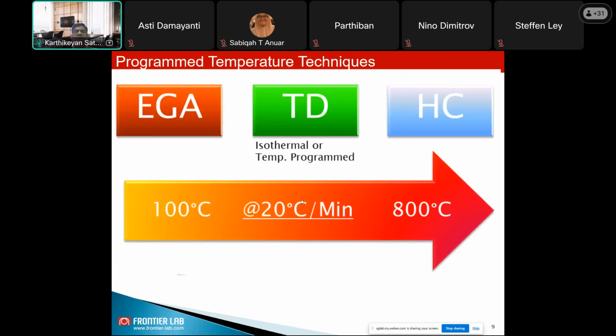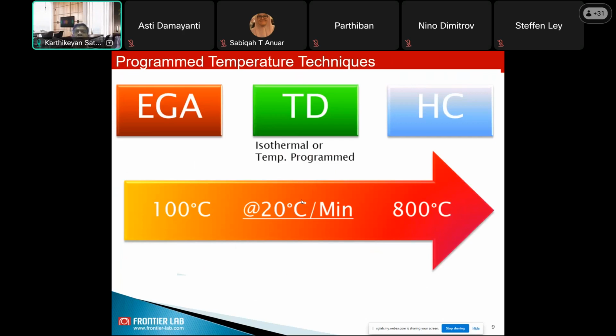So for different techniques, we have to treat the sample in different ways. There are certain techniques where you have to consider a programmed temperature approach or method. For evolved gas analysis, you do a slow heating from 100 to 800 degrees. Thermal desorption also follows a similar approach, but generally in a low temperature range, like 100 to 300 or 350. But sometimes the EGA data can guide you to choose the appropriate temperature range.